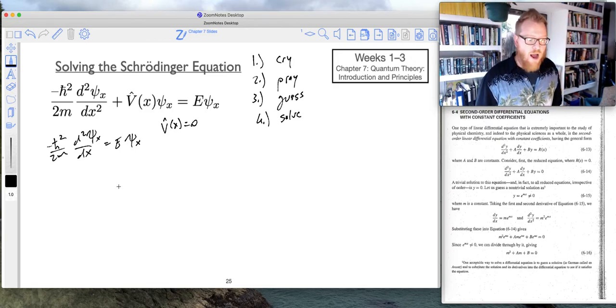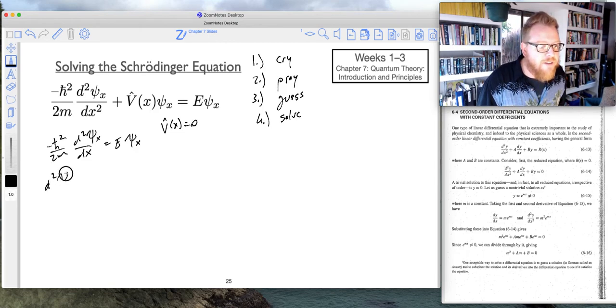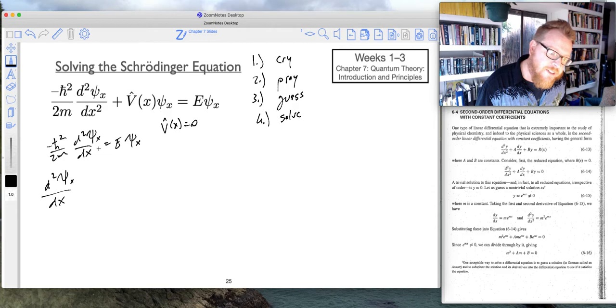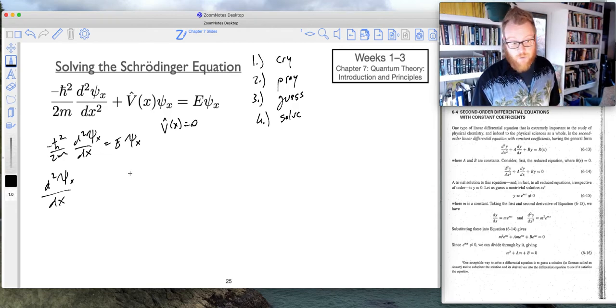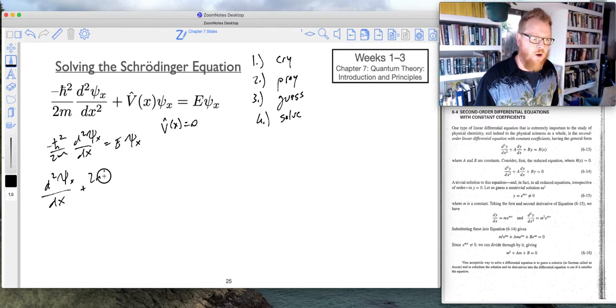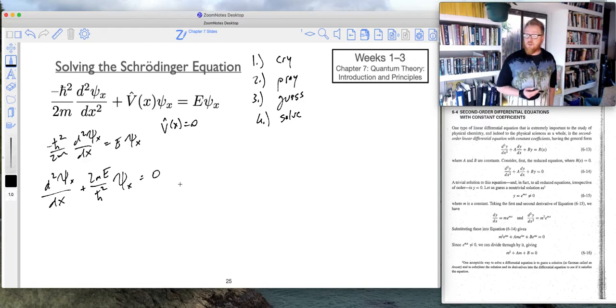Okay? So I'm going to write that as the second derivative of psi. And I'm going to do a couple different algebraic steps at once, and I'm going to describe to you what I'm doing. First, I have to subtract that over to make it all equal to 0. Okay? Then I'm going to multiply through by negative 2m over h bar squared. And if you have to pause and do that real quick for yourself, by all means. But I'm going to write that directly as the following. So that becomes my reduced form.